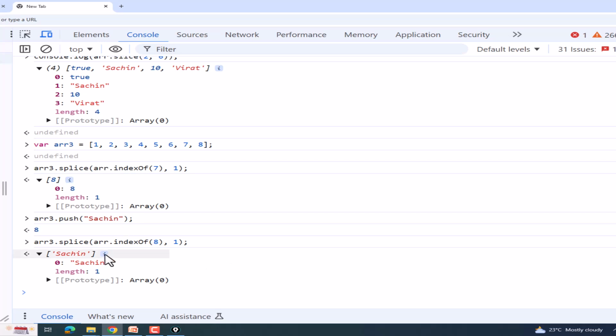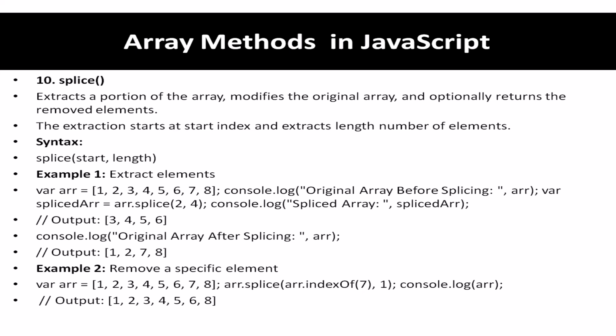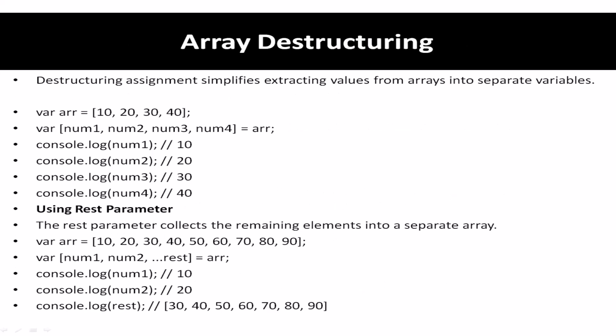So now what it has shown, Sachin. It has shown the length is also 1. So Sachin has been inserted in the array.